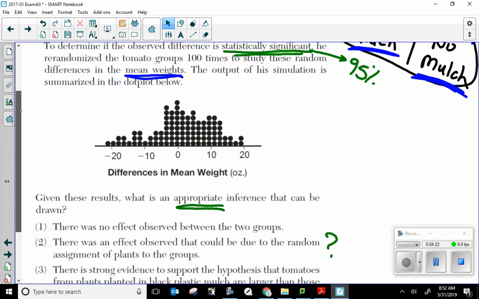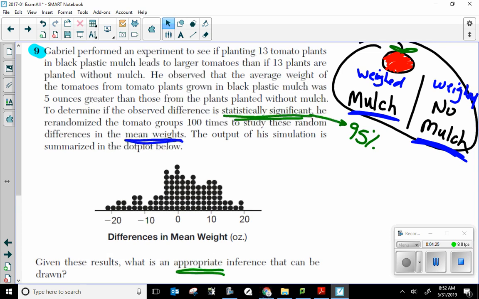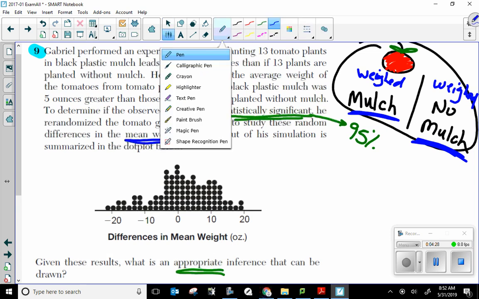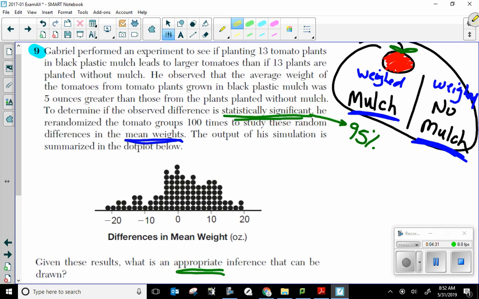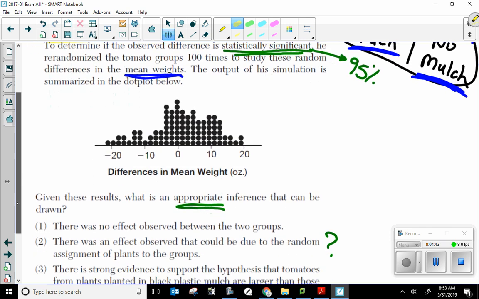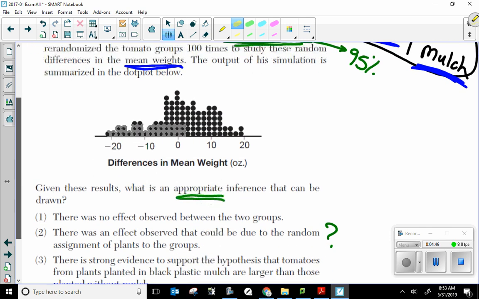Okay? So if I go back here, he says, and let me highlight this because you know how much I love my highlighter, he observed that the average weight of the tomatoes from the plants grown in the mulch was 5 ounces greater. Okay, so I look down here. If I go to +5, that's halfway, somewhere around here. That's going to be the +5, all right? That was the average. And you can see that this is kind of skewed a little bit more to the right, so there is some sort of effect.